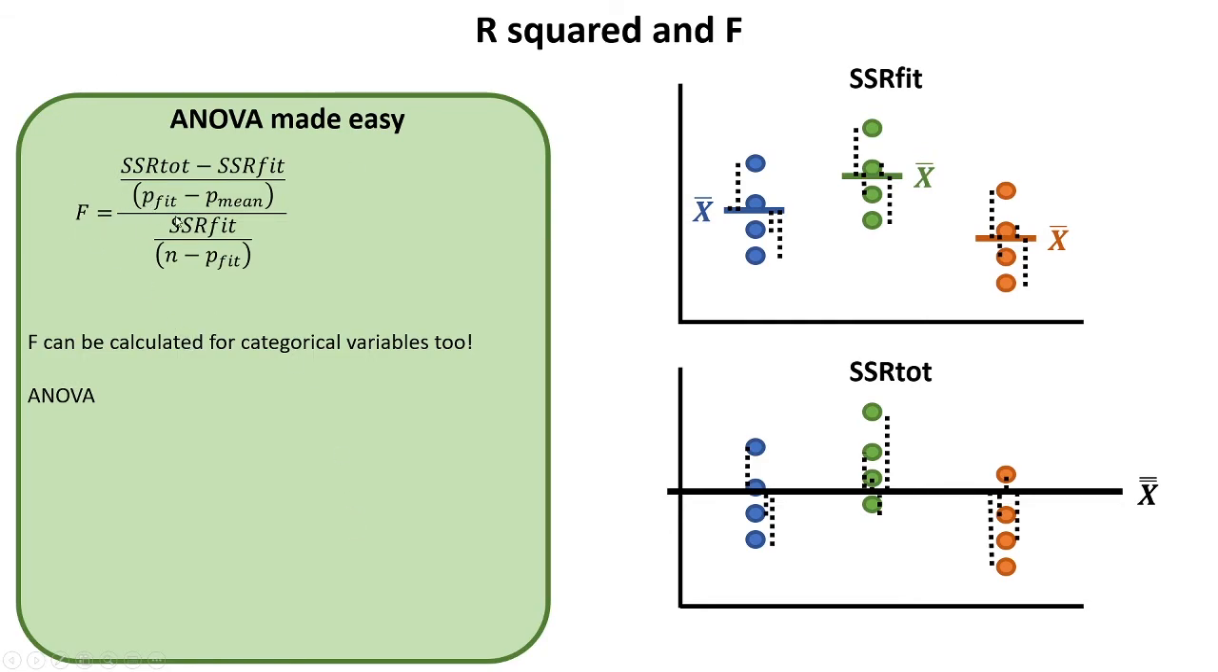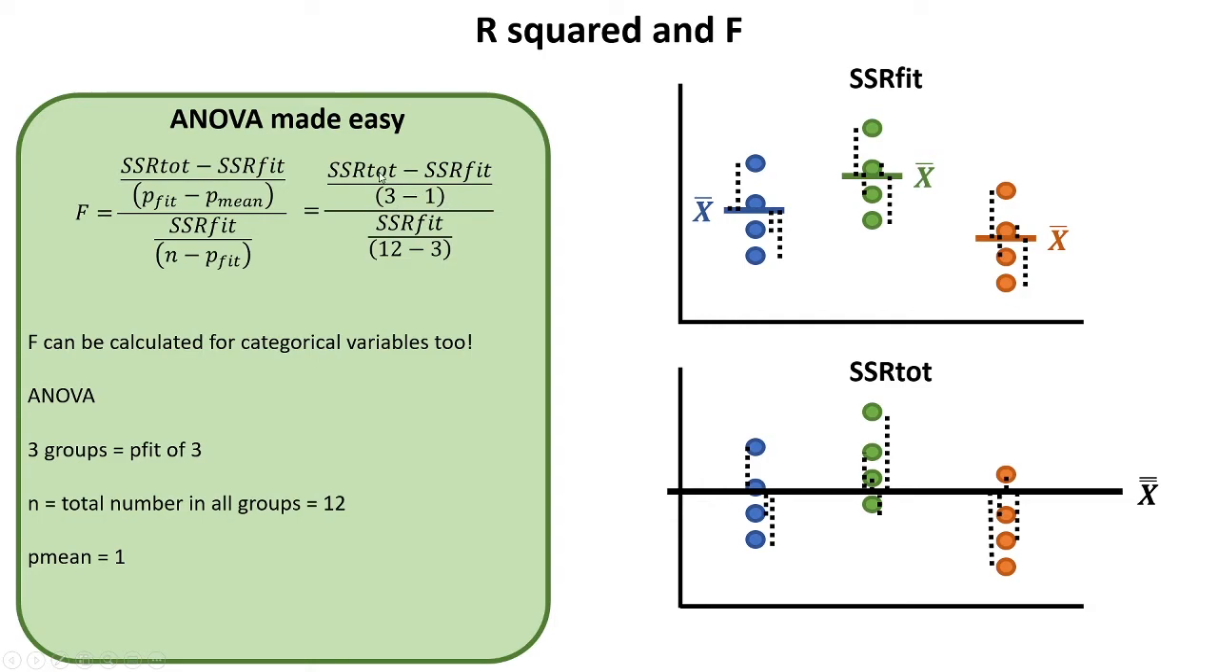So let's cover what the degrees of freedom values are going to be for an ANOVA. In this case, because we have 3 different groups, the p fit is going to be 3. Our n is the total number of points in our entire set, so here it would be 12. And our p mean is going to remain 1, since there's one line here. So yeah, this is it. For here, it would be 3 minus 1, 12 minus 3, and that would be it. That's how you calculate F.